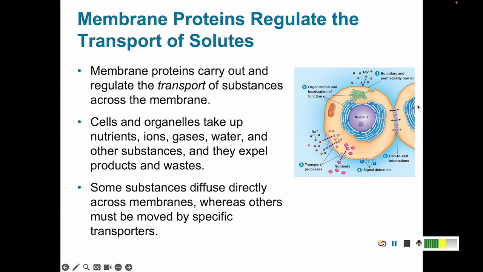So here you see these transport proteins. Sodium ions and potassium ions have a charge to them, so they can't diffuse through the membrane, so they go through these membrane proteins. Nutrients might be a little too big, or they might be a little polar, so they won't be able to go straight through that plasma membrane. They also will need to go through a specific transport protein.